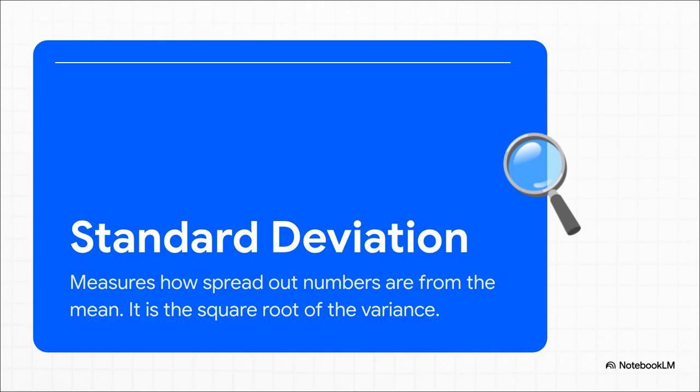Okay, so beyond the center, we need to know about the spread. And that's where standard deviation comes in. Honestly, the easiest way to think about it is as your weirdness detector. It's a measure of how far your data points typically are from the average. A really small standard deviation means everything is clustered tightly together. It's all pretty normal. A large one means your data's all over the place.